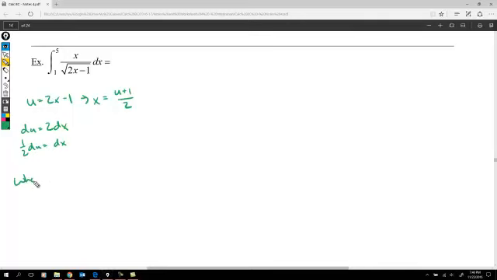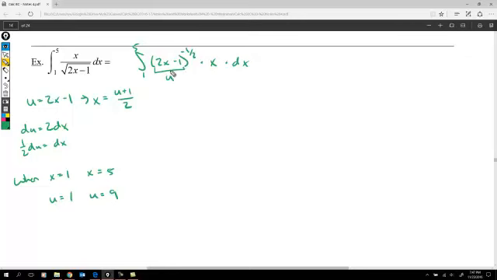Okay, and then I know I'm going to have to change my bounds, so I'm going to go ahead and take care of that now. So when x is 1 and x is 5, u is going to be 1, and then u is going to be 9. Alright, so I'm just going to rewrite this a little bit just to make everything really clear. So I have 2x minus 1 to the negative 1/2 power. I have an x, and then I have a dx. So these are all the things I need to substitute out. Okay, I just moved this to the numerator. Now I'm letting 2x minus 1 be u.